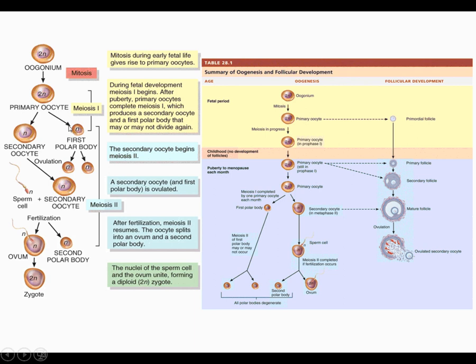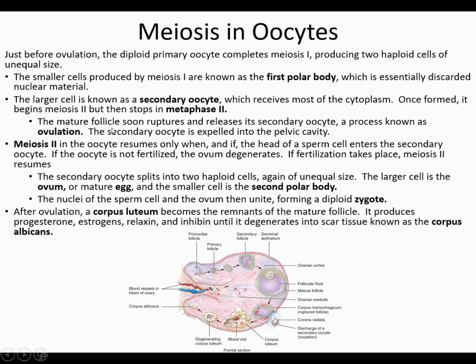So we're not even going to care about it, even though, as you can see, it does divide. But we are going to focus in on the secondary oocyte, which you can see here is abbreviated in the inner part of the nucleus with the letter N, telling us that it has 23 chromosomes. That secondary oocyte is larger because it receives most of the cytoplasm and organelles, because the cell does not divide equally. And this cell will then begin meiosis 2.